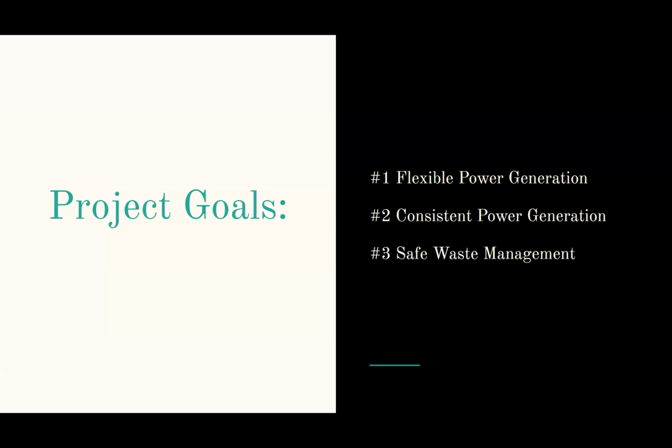And so that led me into three goals that I wanted to do. And so the first was flexible power generation. So with this goal, I wanted to be sure that the nuclear power plant could adjust its output depending on the needs of the consumers. So it could generate more power if needed or less power if people aren't consuming that much.